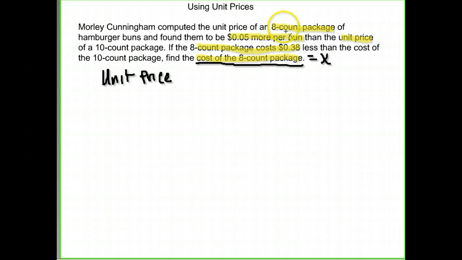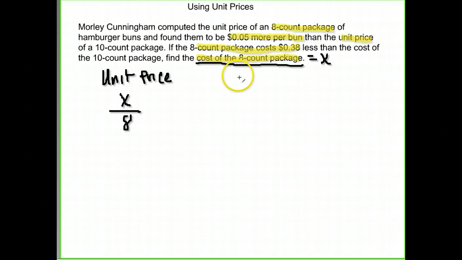Okay, how would we find the unit price for an 8-count package of buns? We're supposed to take the price, which remember that's our X. That's what we didn't know, the price of an 8-count package. That's what we're trying to find. And we're supposed to divide it by the number in a package. So for an 8-count package, there's 8. This would be the unit price of an 8-count package.